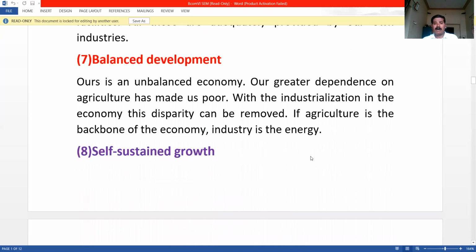Seventh one, balanced development. Ours is an unbalanced economy, and our greater dependence on agriculture has made us poor. With industrialization in the economy, this disparity can be removed. If agriculture is the backbone of the economy, industry is the energy.